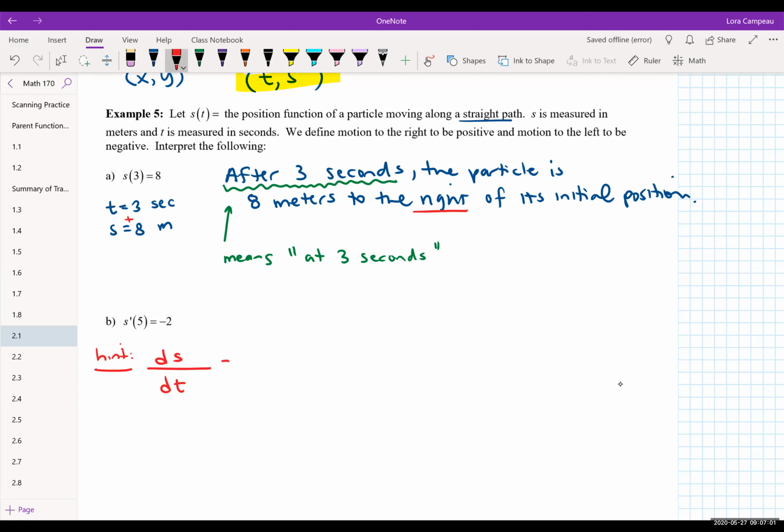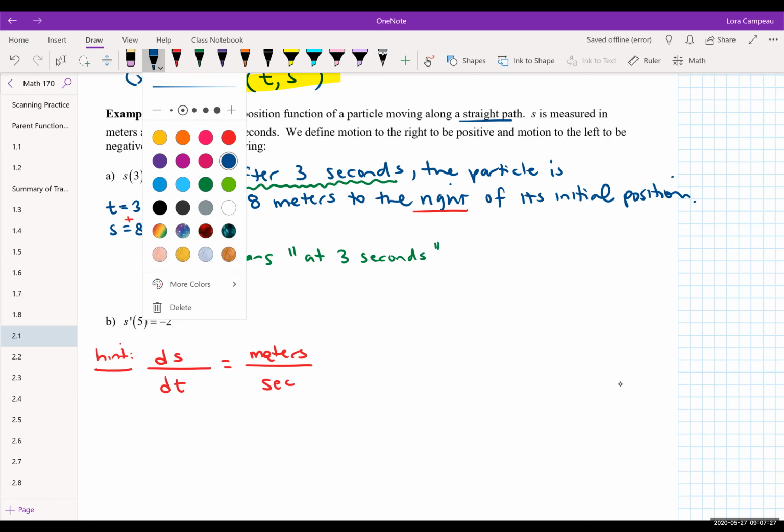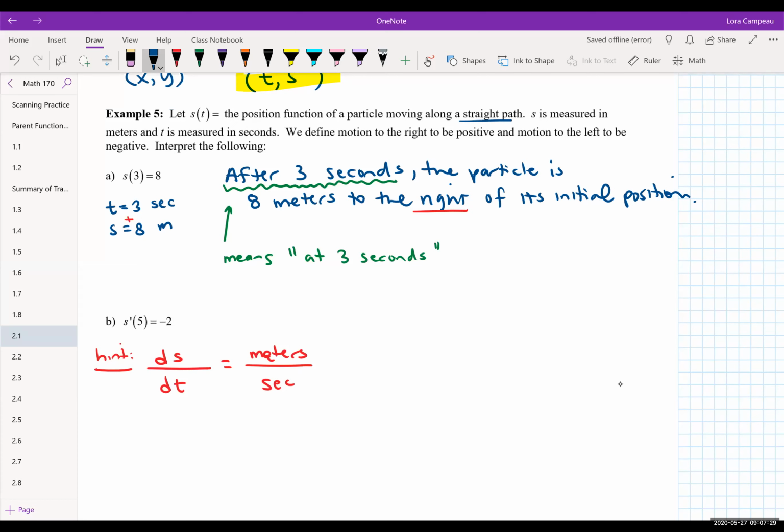Then if you can, go through and say, well, what's the units on s? We have ourselves meters. And the units on t is time. We have ourselves seconds. And my friends, that's meters per second. Meters per second, that sounds familiar. Sounds like we have some sort of velocity going on.